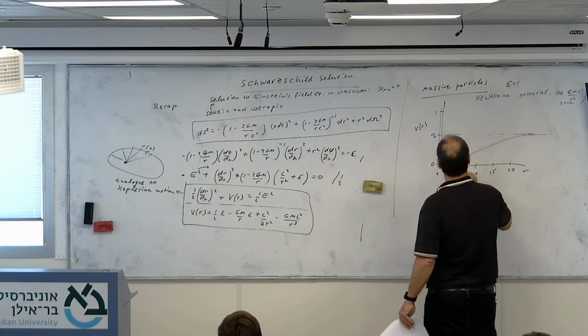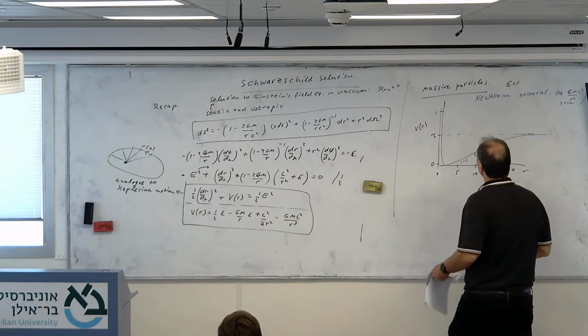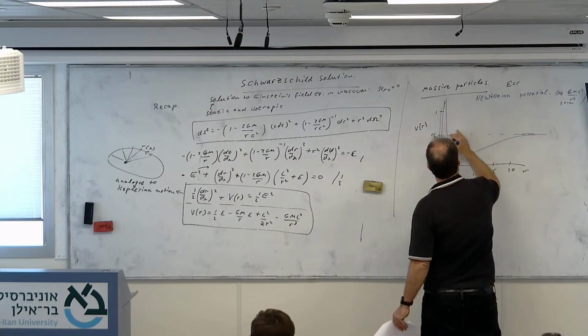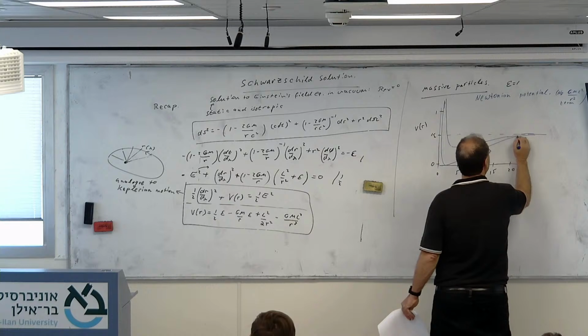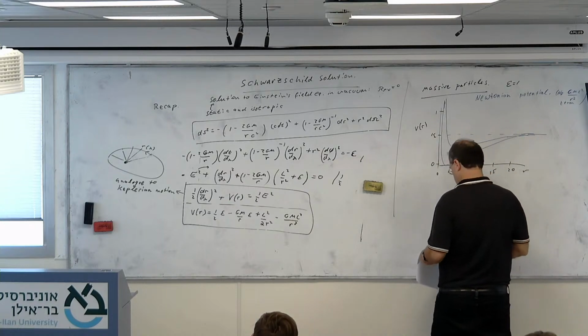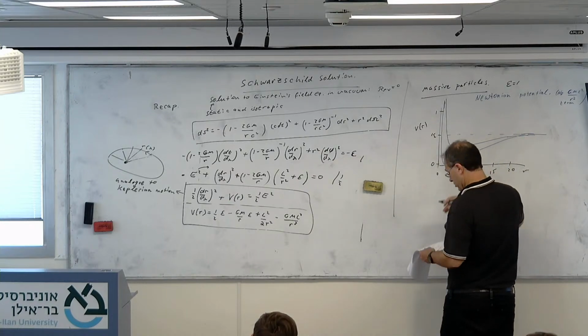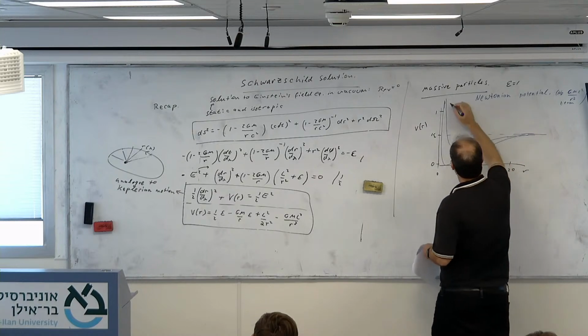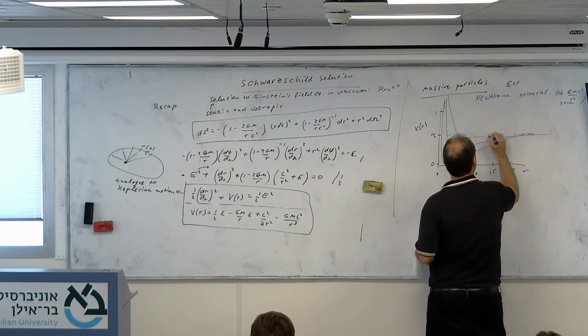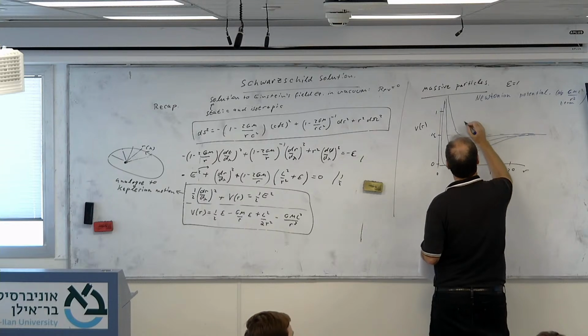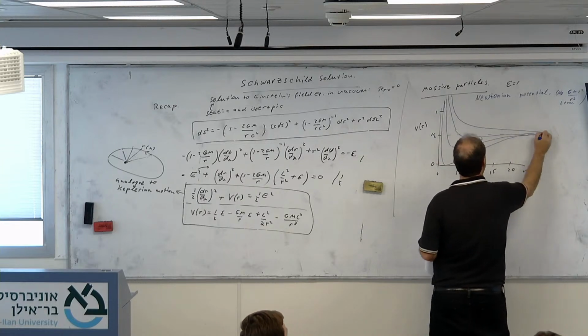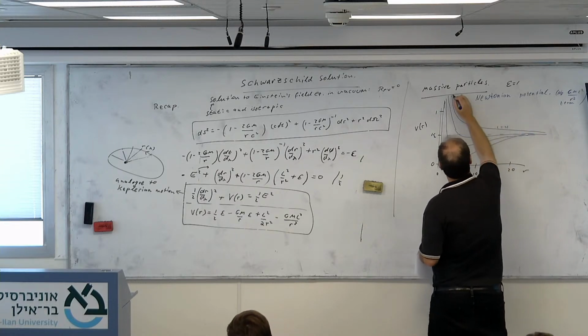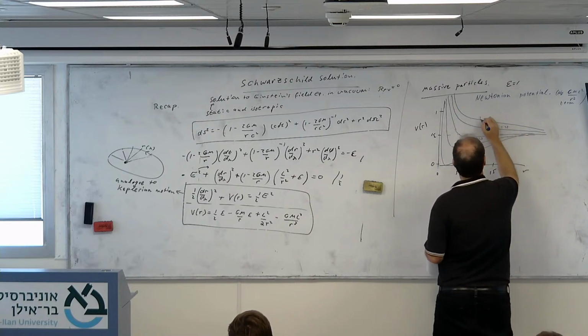This is for L equal to 1. For L equal to 2, it will look something like that. L equal to 3, it will look something like that. L equal to 4, it will look something like that. And so on.